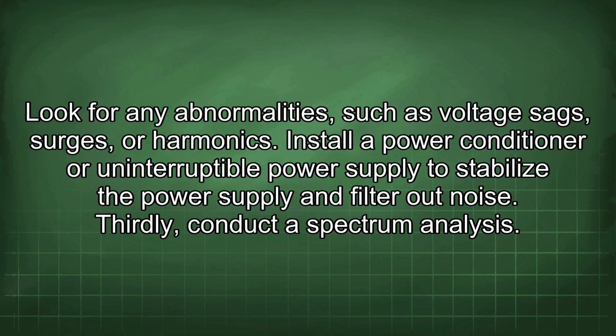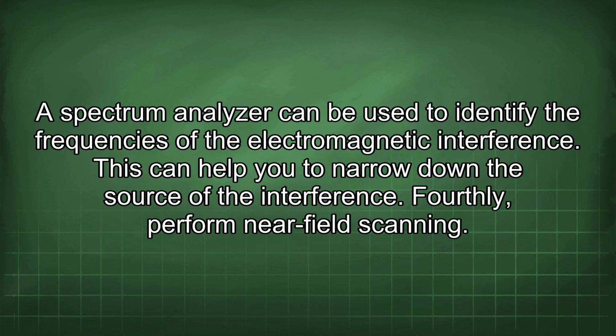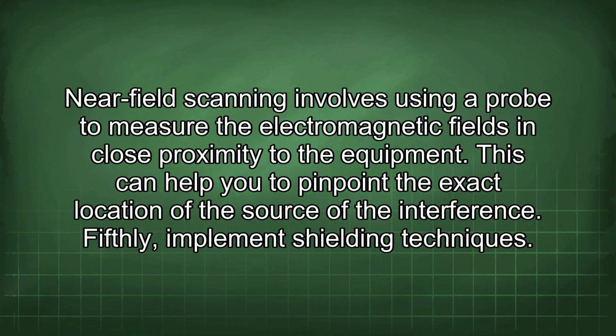Thirdly, conduct a spectrum analysis. A spectrum analyzer can be used to identify the frequencies of the electromagnetic interference. This can help you to narrow down the source of the interference. Fourthly, perform near-field scanning. Near-field scanning involves using a probe to measure the electromagnetic fields in close proximity to the equipment. This can help you to pinpoint the exact location of the source of the interference.